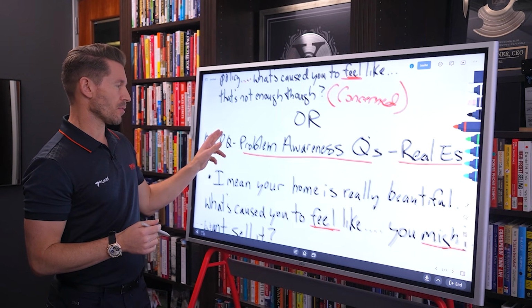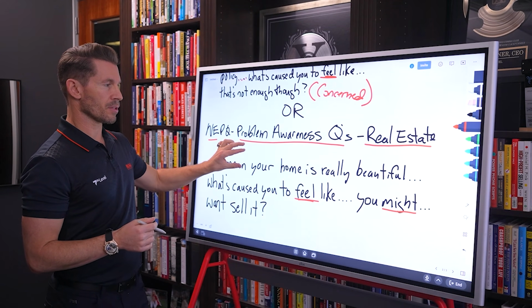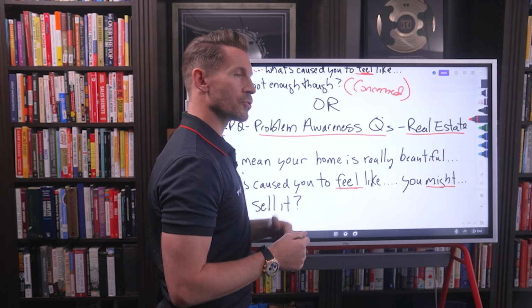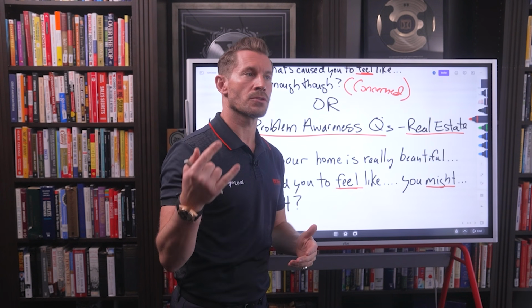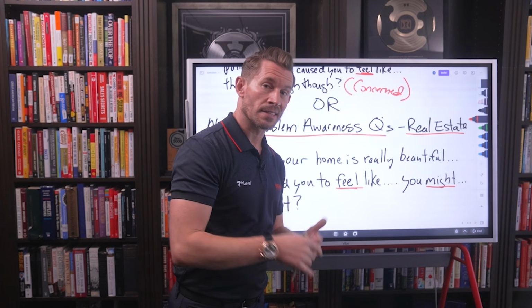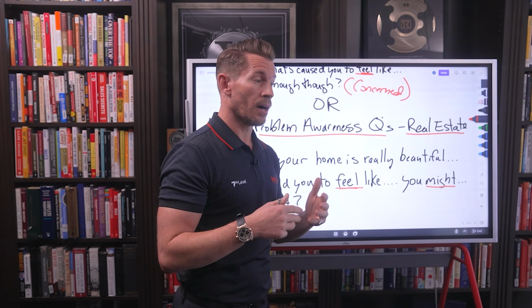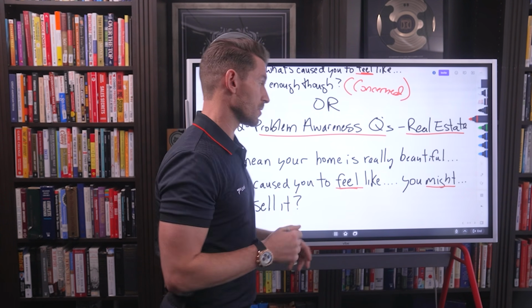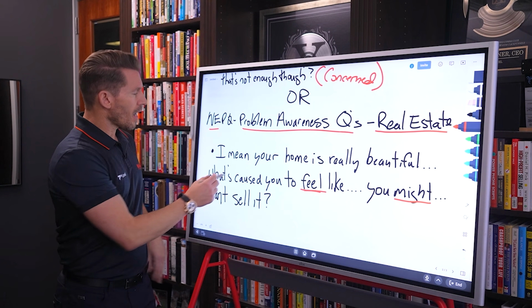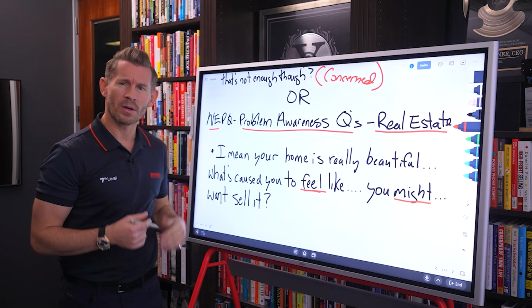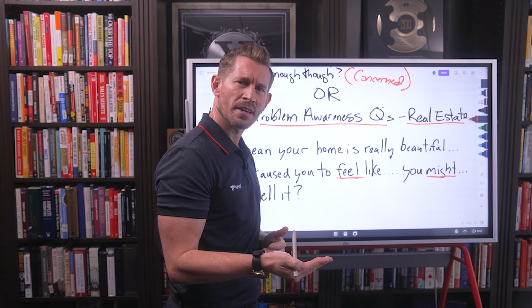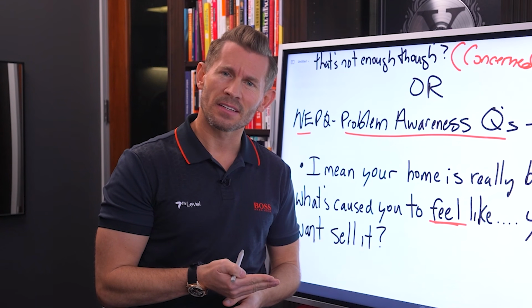Let me give you another example. Let's say if you're a real estate agent, okay? Real estate agents, commercial, could be residential. Maybe you're an investor who calls distressed properties. It's the second largest industry we train out of 161, the real estate term. I mean, your home is, I mean, gosh, it's really beautiful. I mean, what's caused you to feel like you might want to sell it?